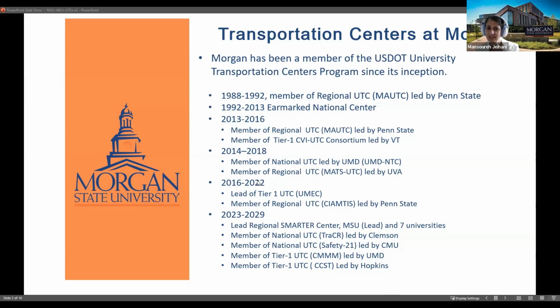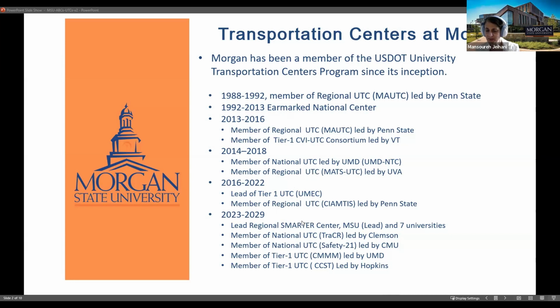From 2014 to 2018, we were part of a national UTC led by University of Maryland College Park, and also a member of Max UTC, which was Region 3 led by UVA. And in 2016, under the FAST Act, for the first time, we became the lead of a Tier 1 UTC called UMEC, and also a member of a Regional UTC.